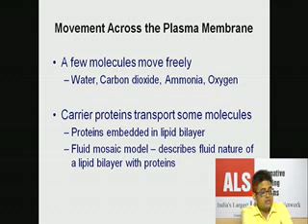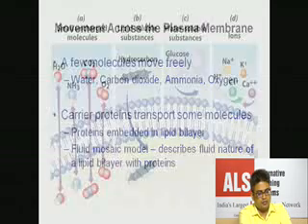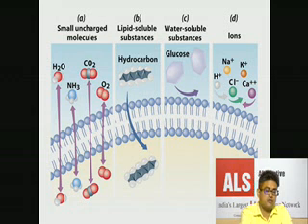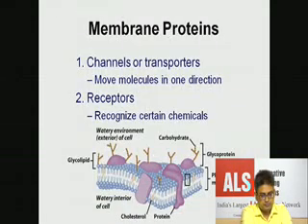The protein molecules help in movement across the plasma membrane. I told you that water, carbon dioxide, ammonia, oxygen, gases and liquids or solvents can move freely, but solute particles cannot move freely. They require the help of proteins. The proteins are embedded in the lipid bilayer, and small uncharged molecules can move freely. Lipid soluble substances can move freely. Water soluble substances require active or passive transport, depending upon their concentration.